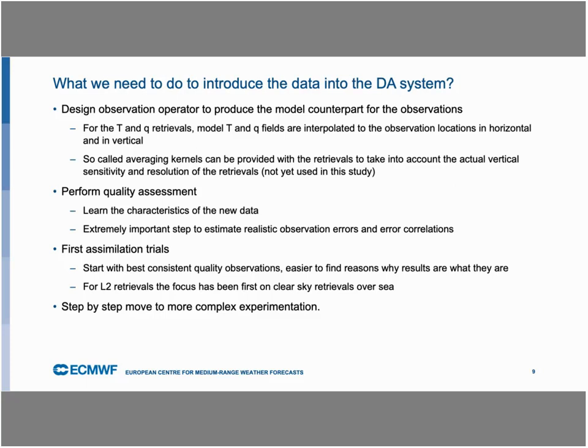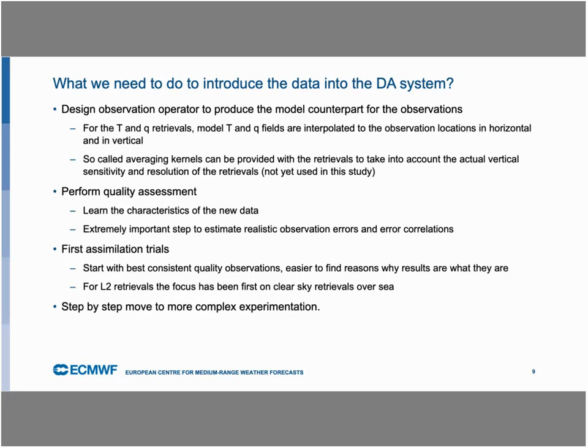And it is always good to start with a simple approach. So select a set of observations where you know that the quality is relatively consistent and good, and then do the assimilation trials, because then it's easier to track down the reasons why the results are how they are and why the data is behaving in the way it is.